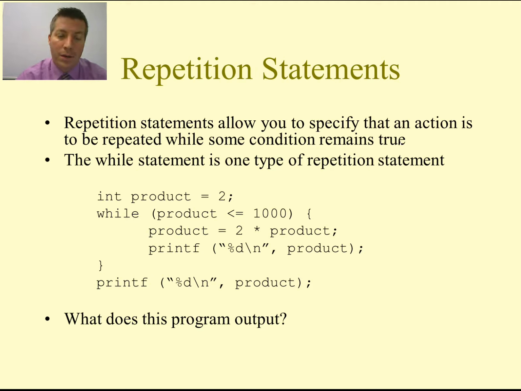We're going to talk about two other types, which are the do while and the for loop, and we'll talk about those in our next lecture. So let's take a look at this code that I have on this slide. You see that I start off with an int variable named product, and I set the value equal to 2. After that, I have my while loop, and I say while the value of product is less than or equal to 1,000. You see the syntax of a while loop there?